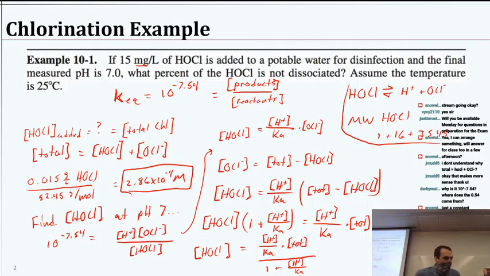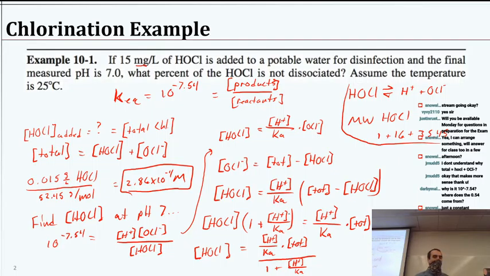For those online, another question about the total: the HOCl plus OCl minus, that's 100%. Yes, we would say 100% of the chlorine is in either HOCl or OCl minus form. At the start, we had 100% of it in the HOCl form. After it dissociates, the total percentage is whatever percent is in HOCl plus whatever percentage is in OCl minus.